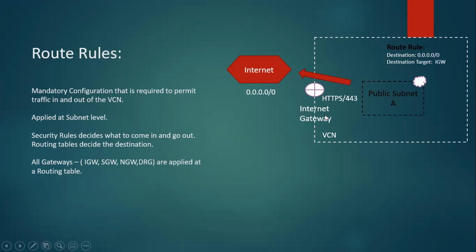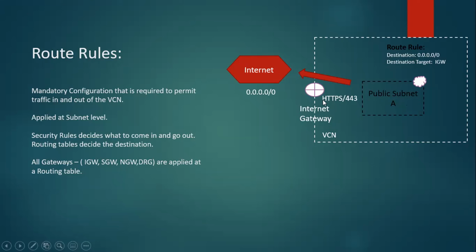Now, if you see the diagram here, I have a VCN. Inside that, I have a public subnet. Now, this public subnet is basically allowing the data from the internet to come in and the data to go out. So this is controlled by an internet gateway. So whenever you want communication between the internet and a subnet, and if the subnet is a public subnet, you have to configure internet gateways.